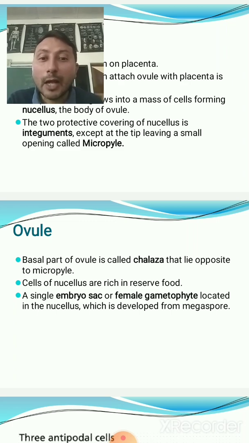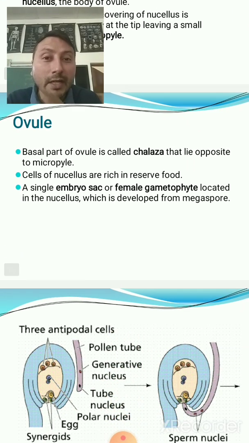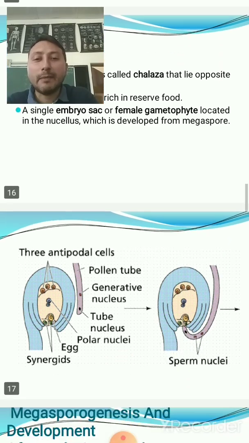A single embryo sac of the female gametophyte is located in the nucellus, which develops from a megaspore. Initially we talked about the microspore mother cell. Here we will talk about the megaspore mother cell. The formation of the pollen grain is microsporogenesis. Here we will say megasporogenesis.